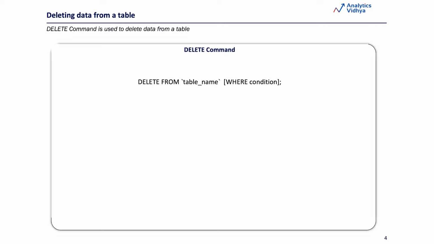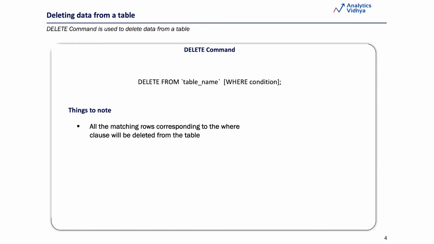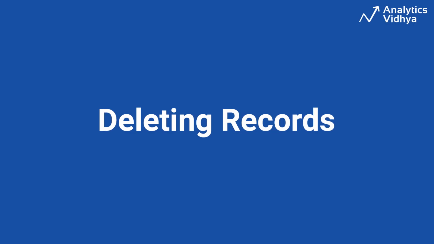Now let's look at how to delete data from a table. The command used is the delete command. The syntax is as shown: delete from table name where condition. The things to note here are all the matching rows corresponding to the where clause will be deleted from the table in one go. If the where clause is not used, all rows will be deleted. So be careful.